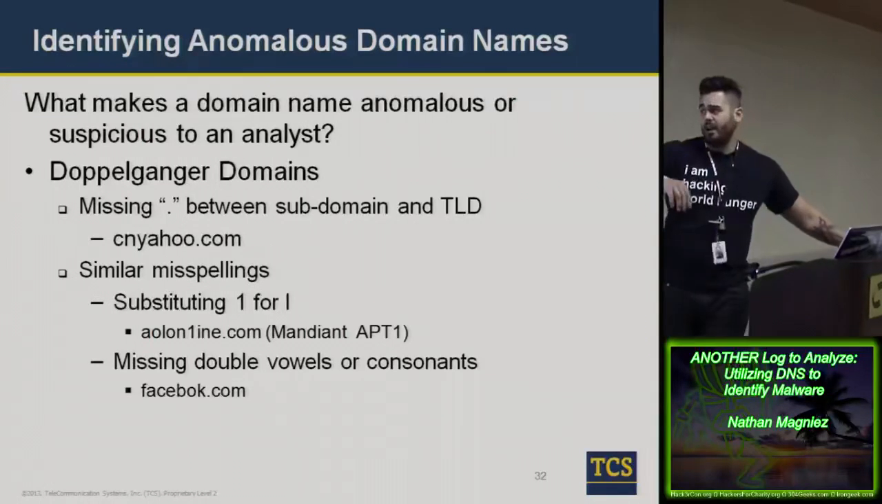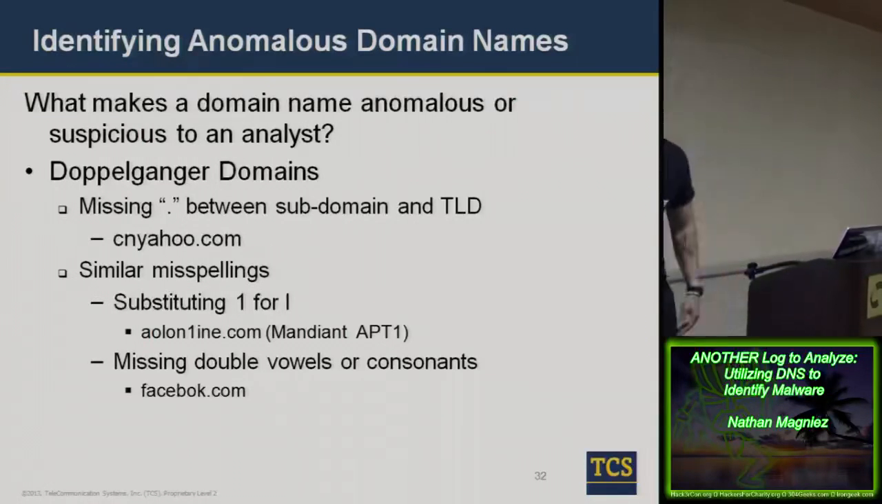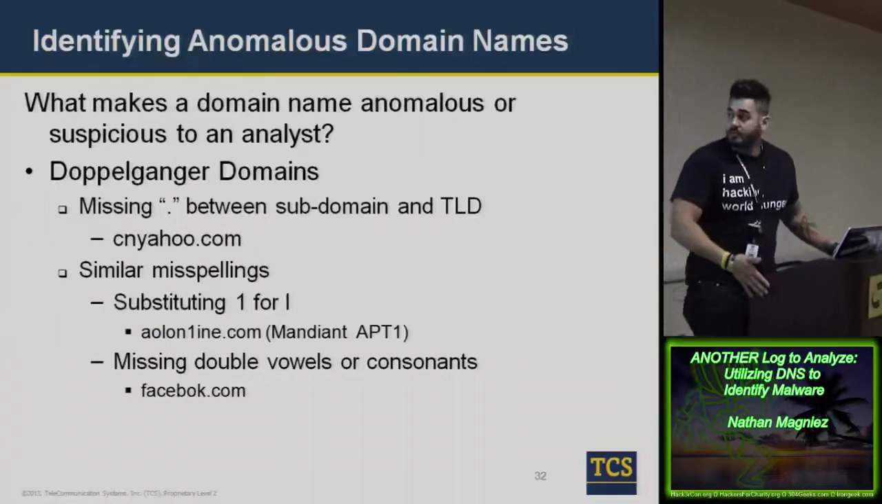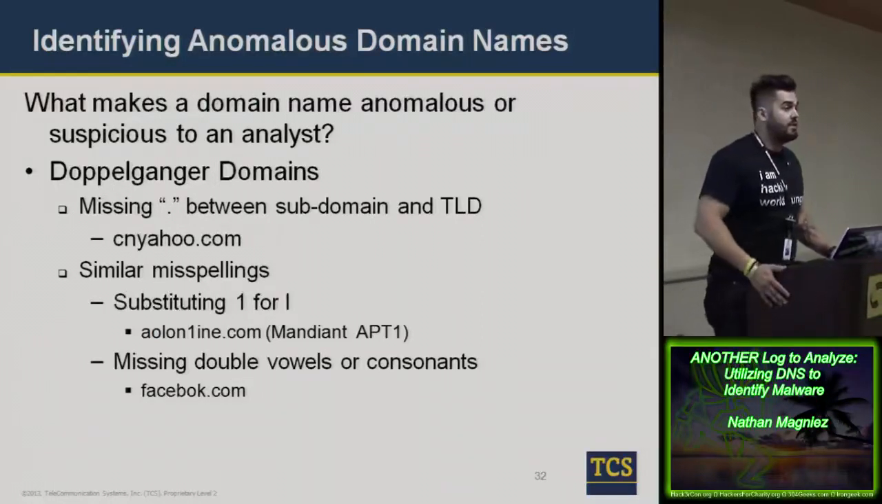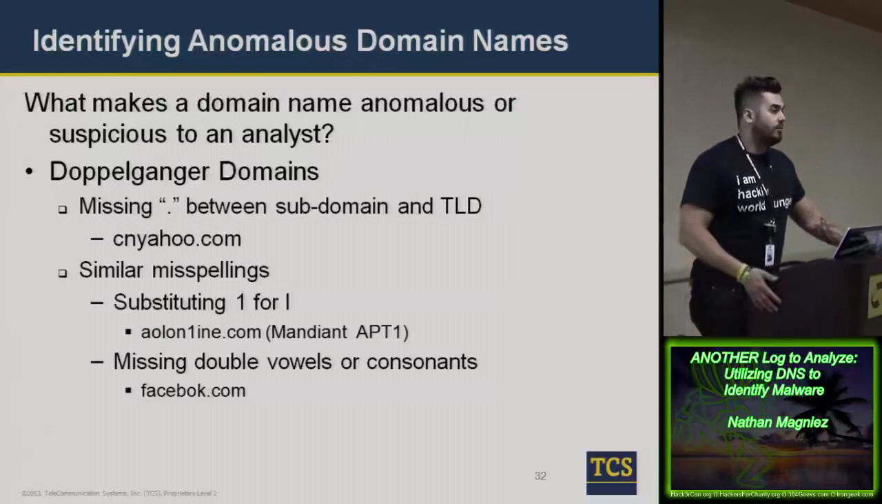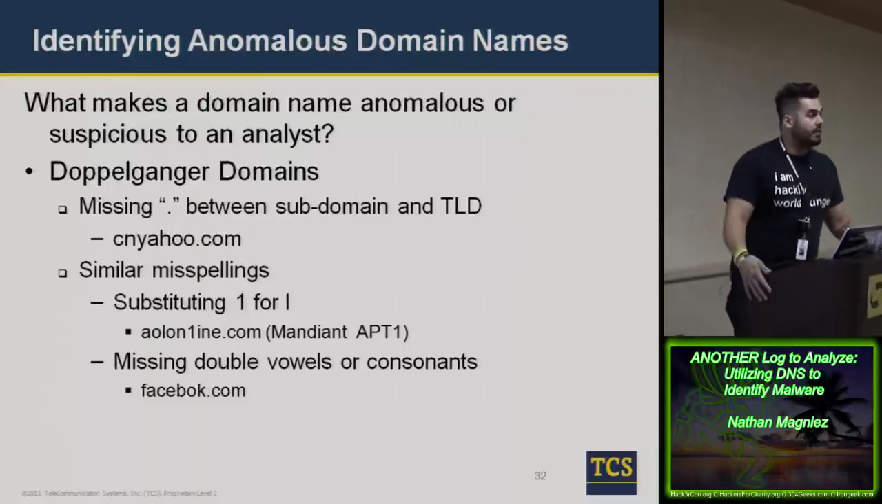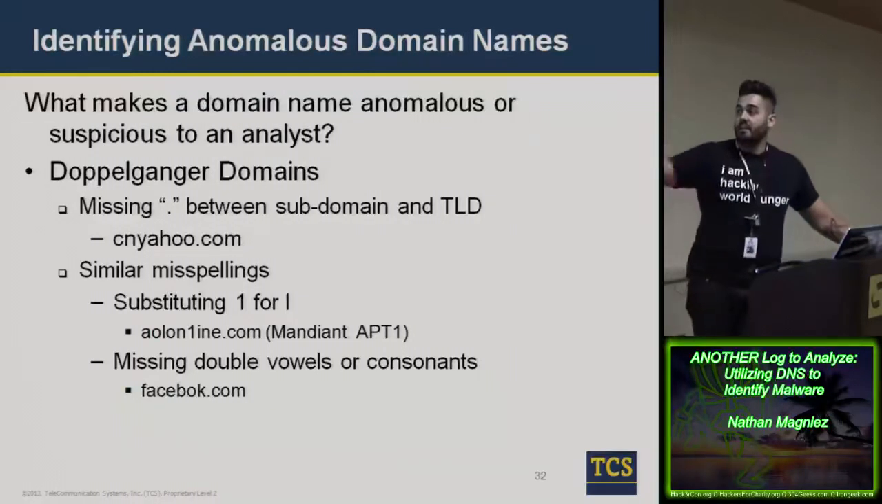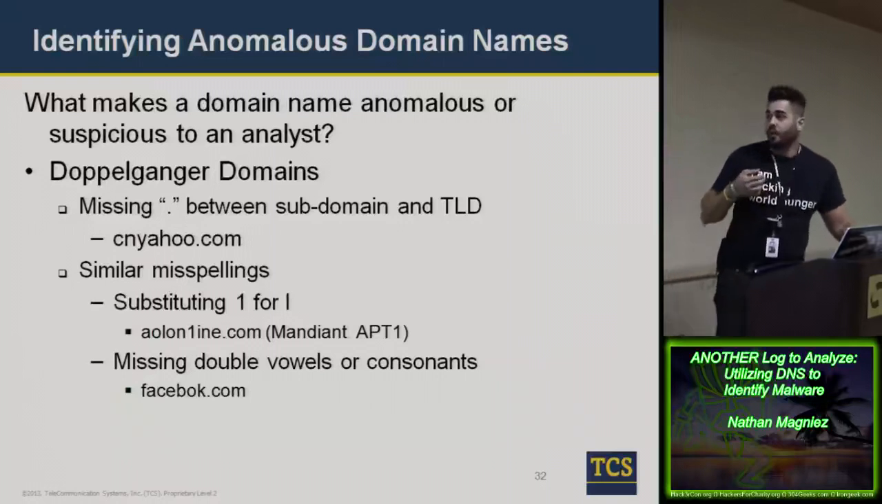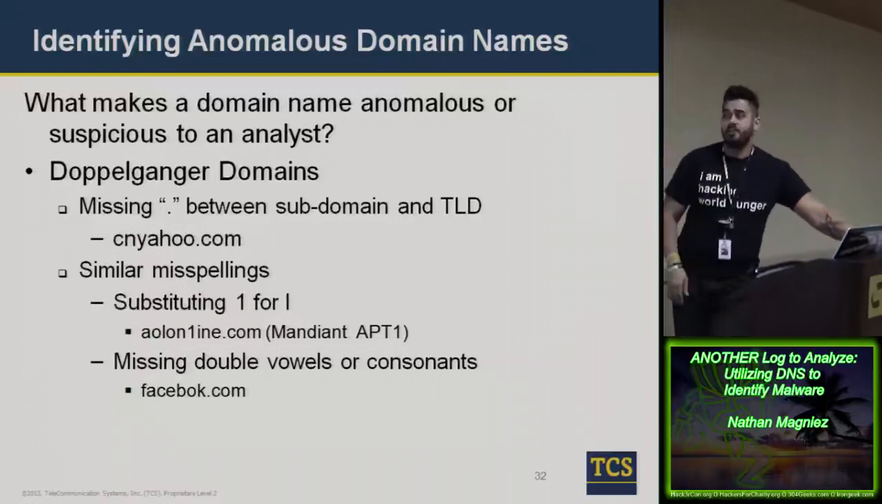If I remember correctly, I took these out of Mandiant's APT1 report. This is stuff they actually saw APT1 doing. Normal users may not notice this. As an example, AOLonline.com, substituting the 1 for the L in that case. Taking out the dot between the subdomain and top-level domain. Or just missing double vowels or consonants, in this case facebook.com.